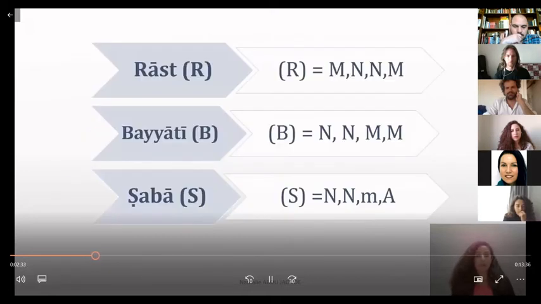However, the scales Rast and Saba differ accordingly to the arrangement of the intervals of the basic pentachord. The scale of Rast consists of a major tone or a whole tone, three-quarter tone, and a whole tone. The Bayati scale consists of a three-quarter tone, major second, and major second. The Saba results from a significant reduction of the fourth degree, which causes an extreme tightening of the tetrachordal interval, and the scale consists of a three-quarter tone, a minor second, and an augmented second.